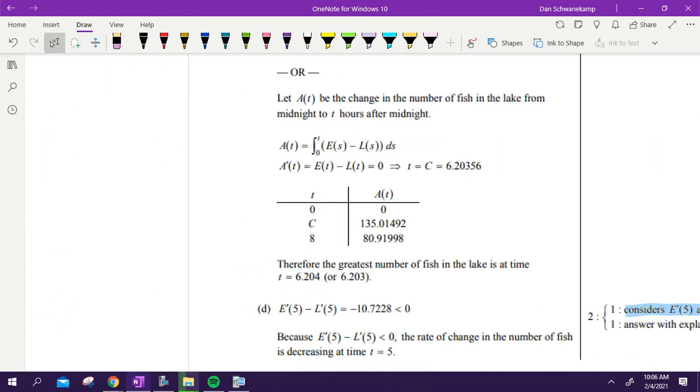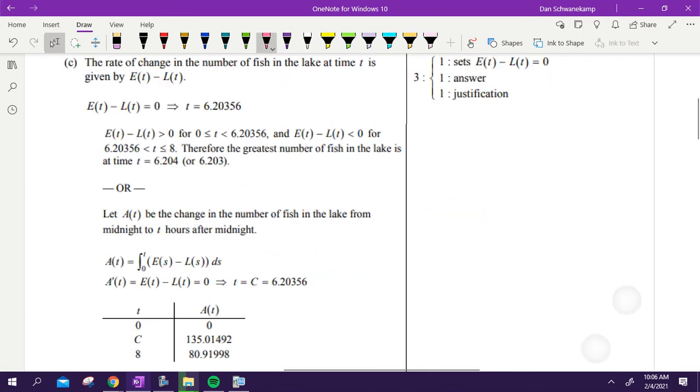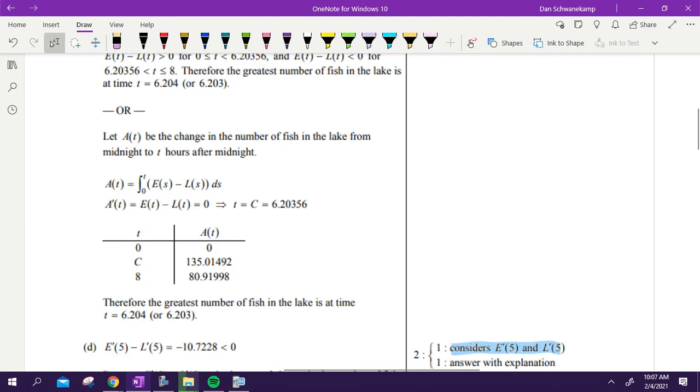Okay? Just look to see how they scored this on the AP exam. You got 1 point if you compared E of t minus L of t. So we got 1 point for writing E of t minus L of t equals 0. We got 1 point for getting our answer and 1 point for our justification, which was our table. Everybody with me to that point?